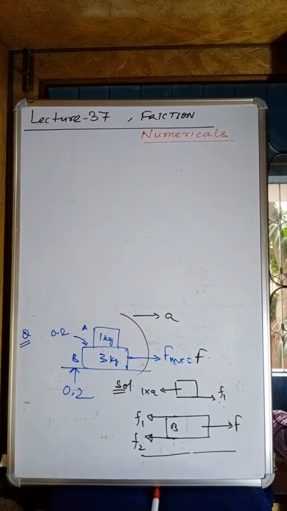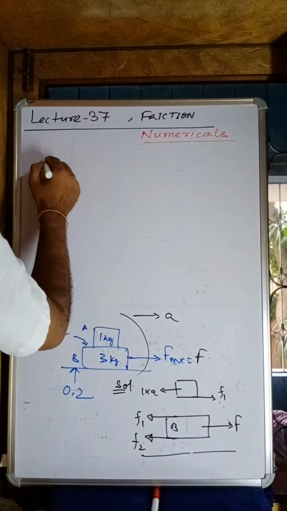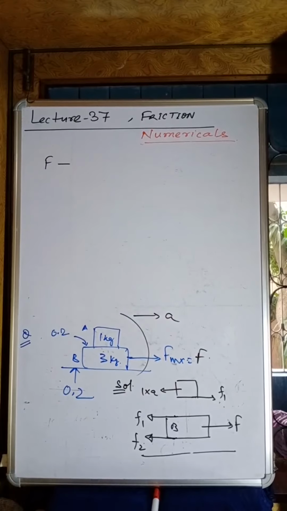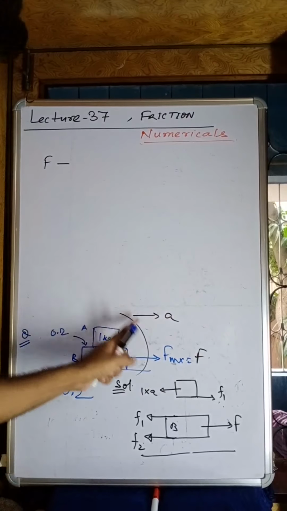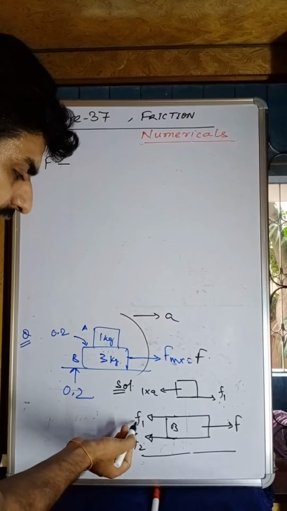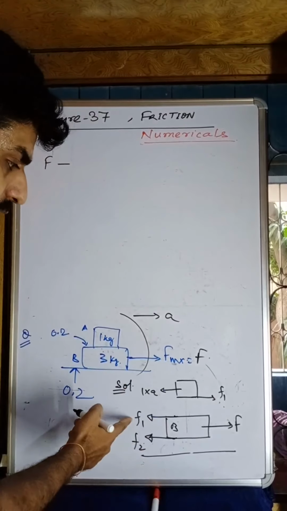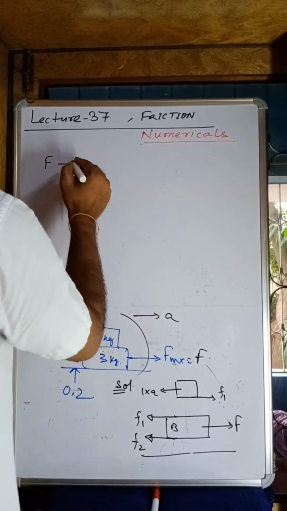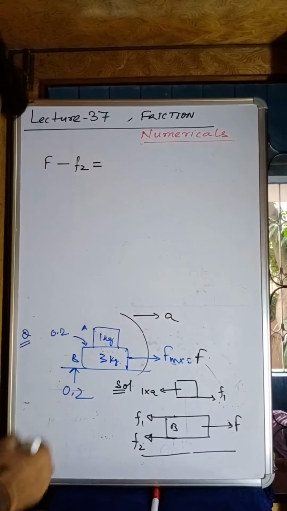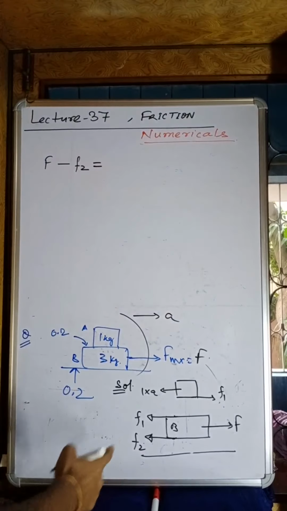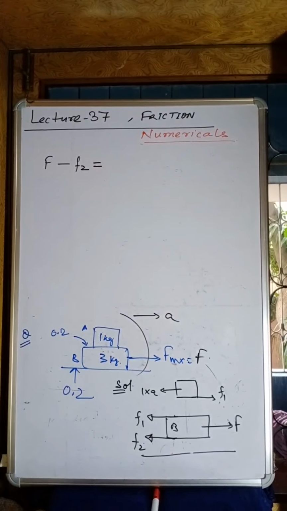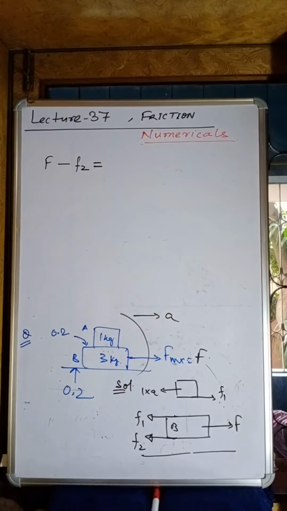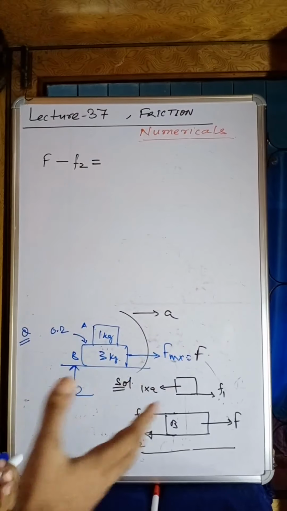What can we write, my dear students? In the forward direction, the force acting is F, the driving force, minus the force trying to stop the entire system. Look here, this force is trying to stop this one, but F2 is trying to stop the entire system. So F minus F2 is equal to mass times acceleration. Could you write that, my dear students? Are you getting me?